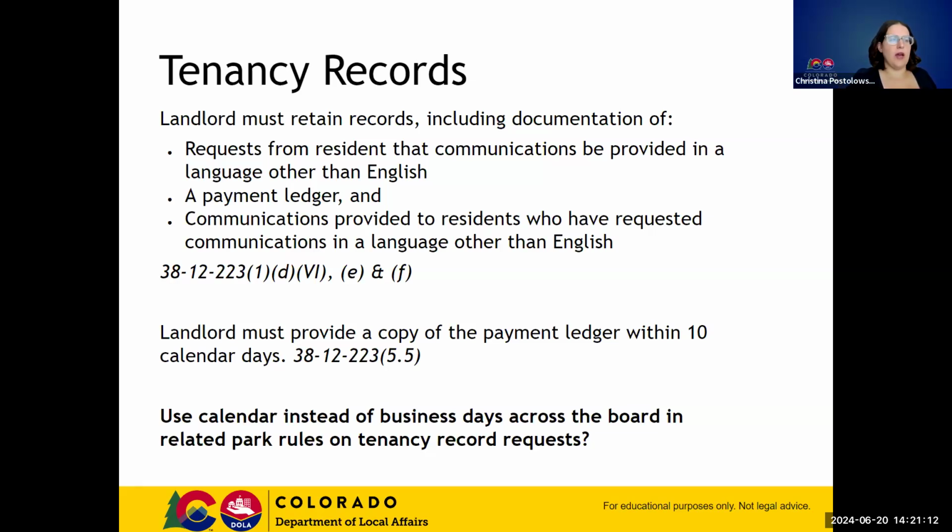And then landlords must provide a copy of the payment ledger if it's requested by a resident within 10 calendar days. I mentioned earlier that our current rules say landlords need to provide copies of other tenancy records that are requested within 10 business days. So the question is whether we should update that to 10 calendar days, so it's the same time period for all record requests, or keep it separated because business days provides a little bit more time.